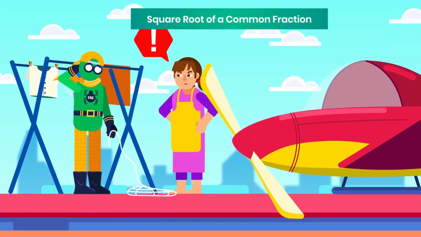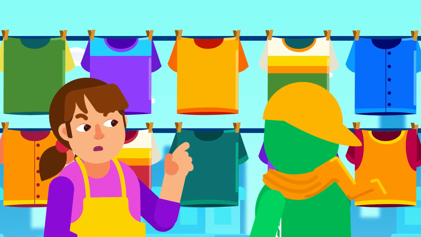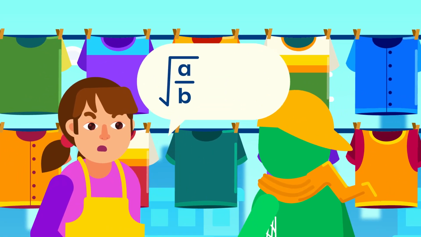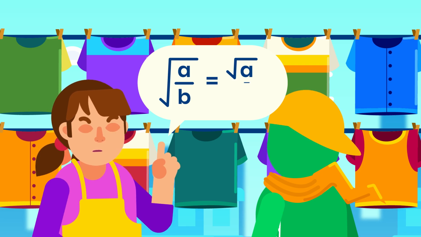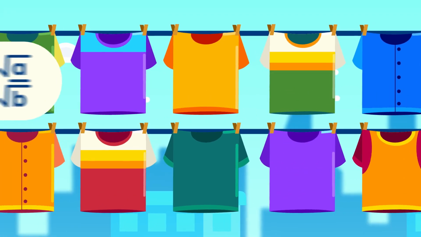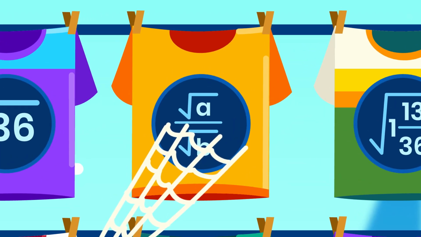Square root of a common fraction. If you grasp the previous concept, finding the square root of a fraction will be easy. The square root of a common fraction is equal to the square root of the numerator divided by the square root of the denominator. So, we apply the factorization method for both the numerator and the denominator.